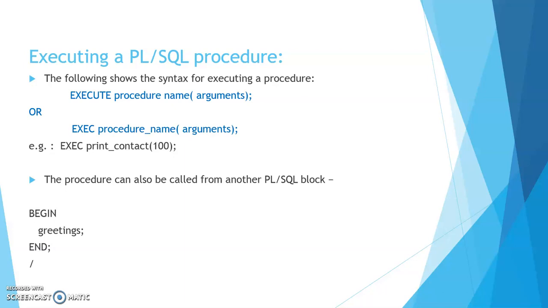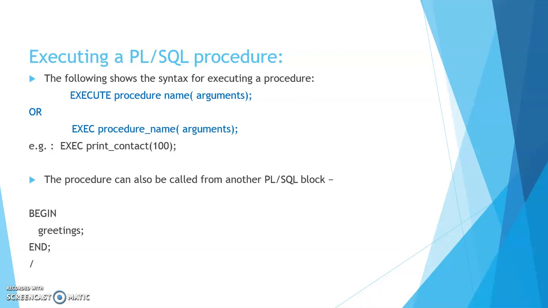You can see the example. In the example, we use the exec keyword and print_contacts as a procedure name and 100 as an argument. The second way is calling the name of the procedure from the PLSQL block. You can see here the PLSQL block structure, inside which the procedure name is called.